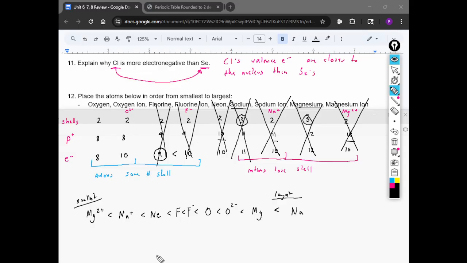And again, the one on your exam will not be this long. You'll have a lot less.